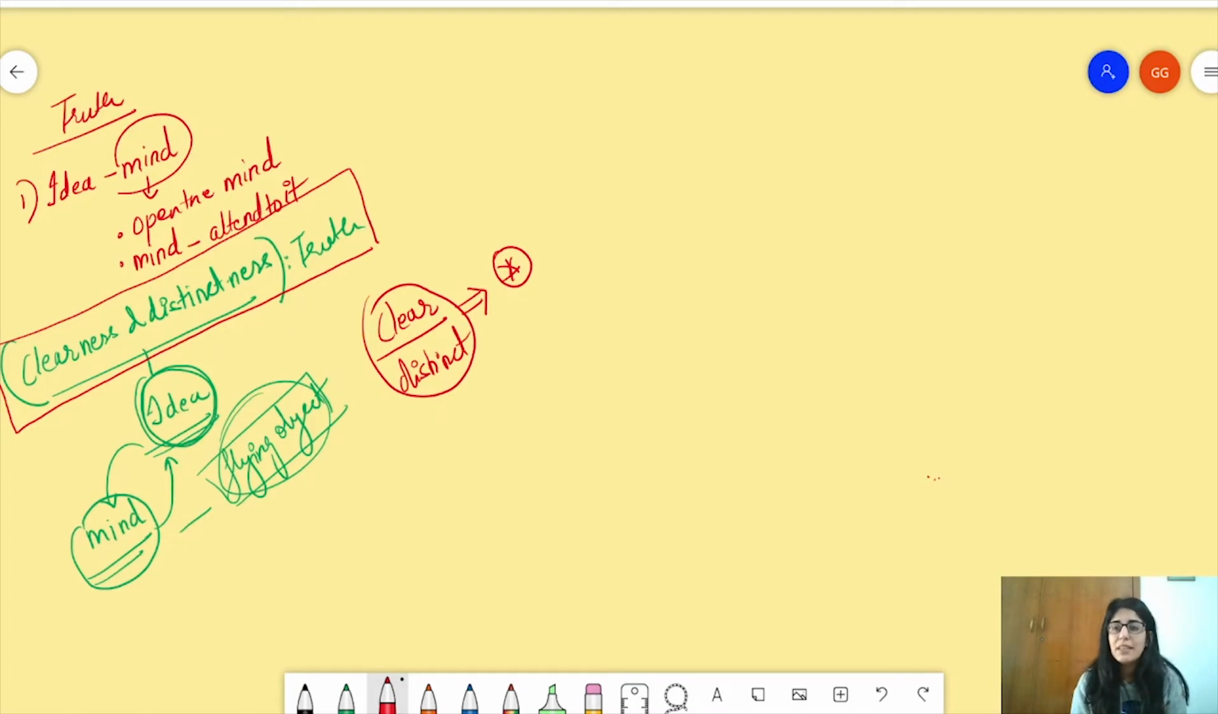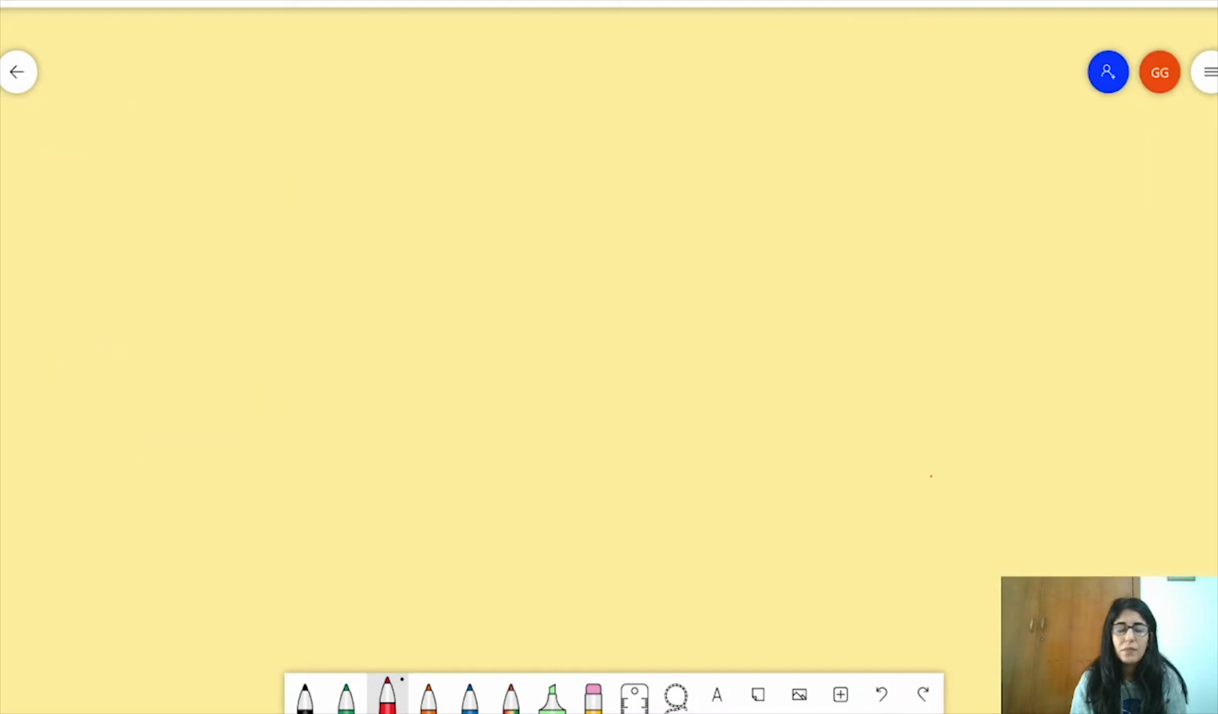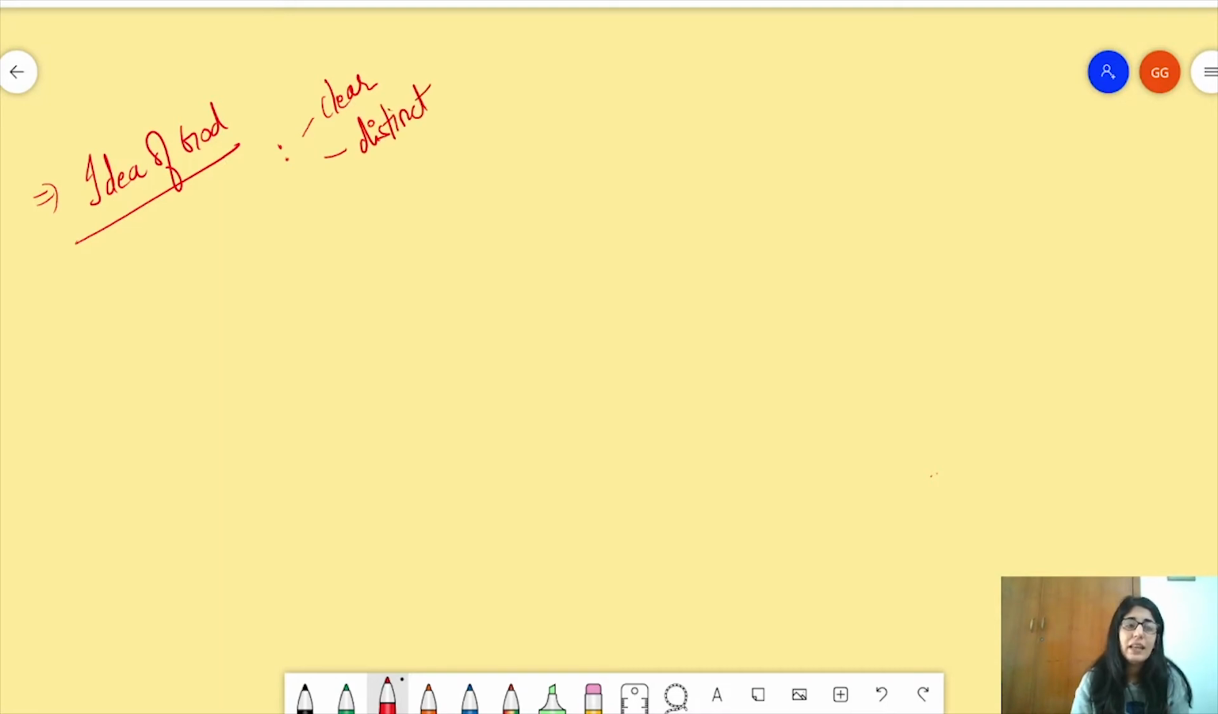Alright, now Descartes gives an example pertaining to this. He says an example of such an idea is the idea of God. He says the idea which complements both the criteria of truth, that is, an idea which is both clear and distinct, is the idea of God, right? This is according to Descartes. He gives this example himself. He says the idea of God is clear and distinct.